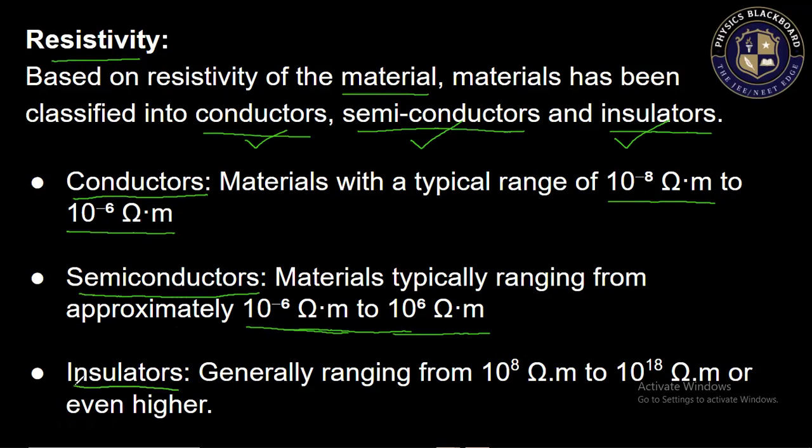Coming to the insulators, they won't allow the electric current, right? So the resistivity value will be larger than that of semiconductors and conductors. You can see here the resistivity value of insulators ranges from 10 power 8 ohm meter to 10 power 18 ohm meter or even higher. So insulators have high resistivity. They oppose the flow of electricity, so they won't conduct electricity because of the high resistivity value.